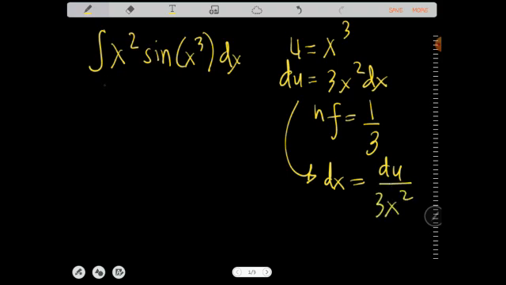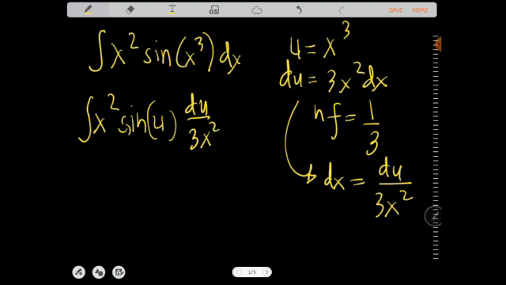Okay? And ilapat natin siya dito sa original na equation. The integral of x squared sine of u times yung dx natin na du over 3x squared. Okay? So, cancel natin yung x squared. Yung matitira ay sin u du over 3. And yung ating nf na 1/3, because of this du over 3. Okay? So, dito lang din naman ito galing. So, meaning, 1/3 integral of sin u du.